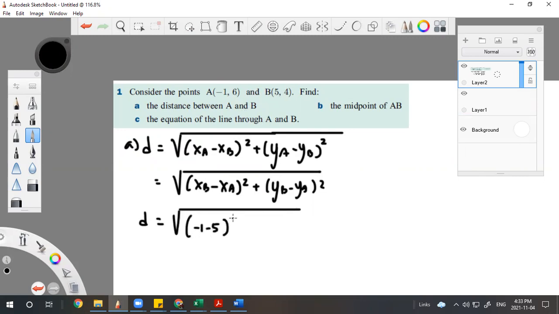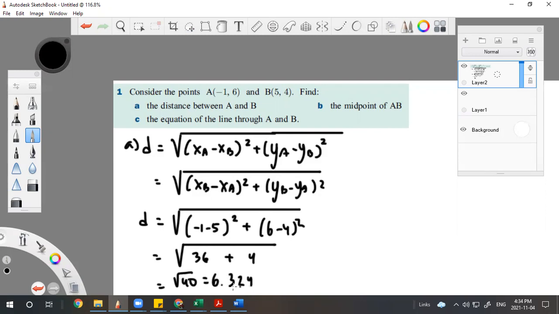minus 5) squared plus (6 minus 4) squared. So the answer will be the square root of negative 6 squared, which is 36, plus 2 squared, which is 4. So the distance is square root 40. You can just write square root 40. But if your teacher insists you get the decimals, put in the decimals: 6.324, and so on.